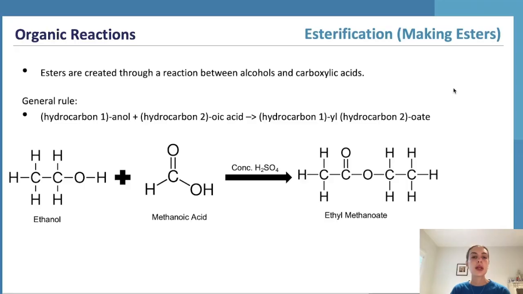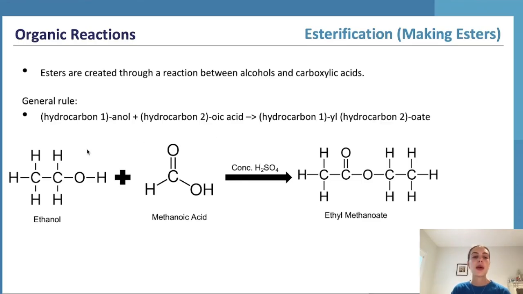The next reaction we can look at is an esterification reaction. An esterification reaction is a reaction in which we can make esters through a reaction between alcohols and carboxylic acids. So the general rule is that we combine an alcohol plus a carboxylic acid, and the alcohol part will form the alkyl group of the name, and the carboxylic acid will form the alkanoate part of the name.